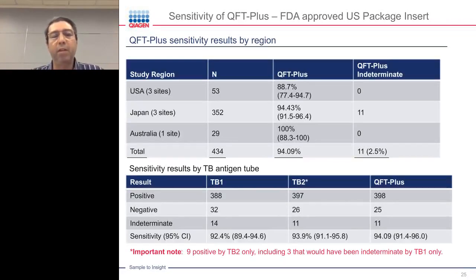And then in terms of sensitivity, we did a number of studies around the world and really showed that we have a very high sensitivity in excess of 94%, and that by using this very conservative algorithm for interpretation, we were able to identify 9 positives via the TB2 only and 3 that would have been indeterminate if they had been interpreted by the TB1 only. So in the setting of high risk and active disease, we were able to improve the sensitivity of the test with the addition of the two-tube format and particularly these CD8 antigens.